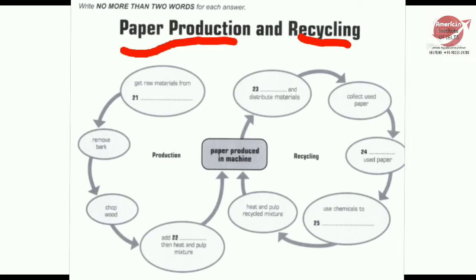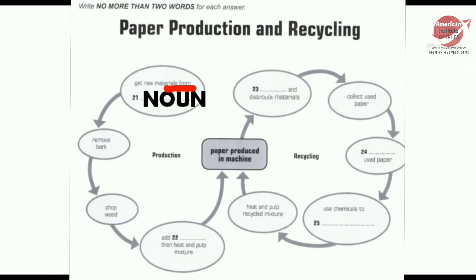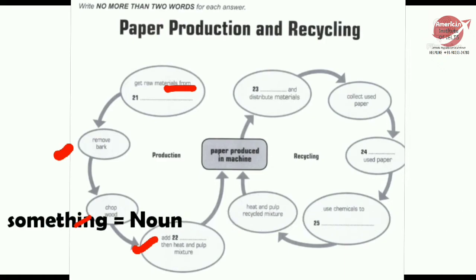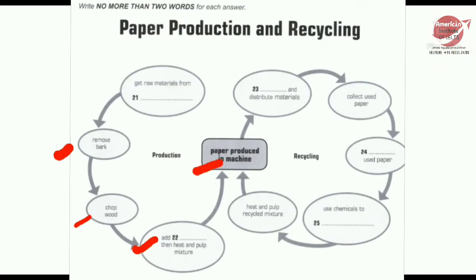Complete the flowchart below. Write no more than 2 words for each answer. So for question number 21, get raw material from. From again means you need a noun, because whenever a preposition comes, you need a noun in that fill-up. So get raw material from, and then remove bark, then chop the wood, and then add dash, then heat, add dash, something you need to add for question number 22. Then paper produced in machine.